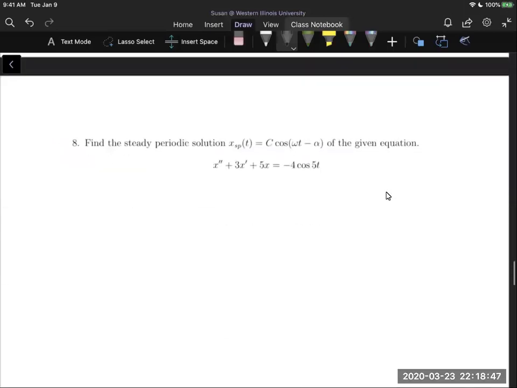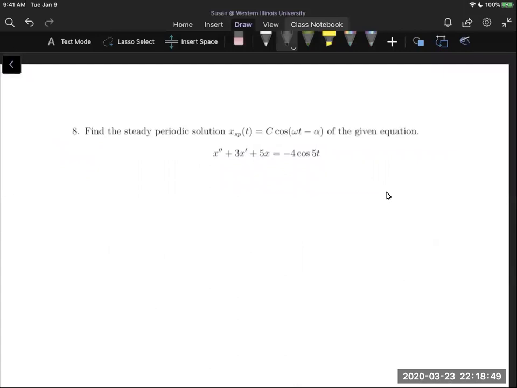So let's take a look at our first example of damped motion here. Notice that we only want to find the steady periodic solution. We are not finding an overall solution where we're summing the complementary and the particular solution. We just want the steady periodic. And just to remind you, that is the same as the particular solution.